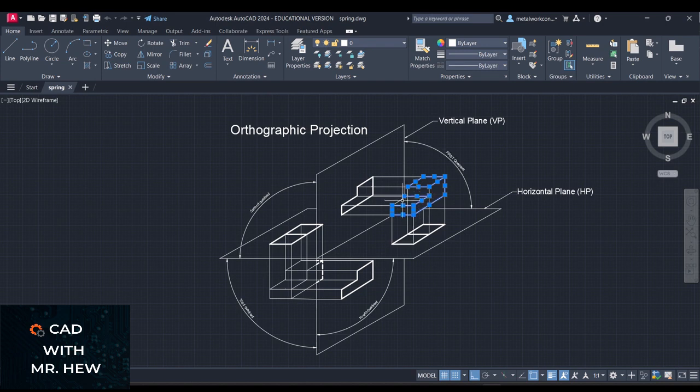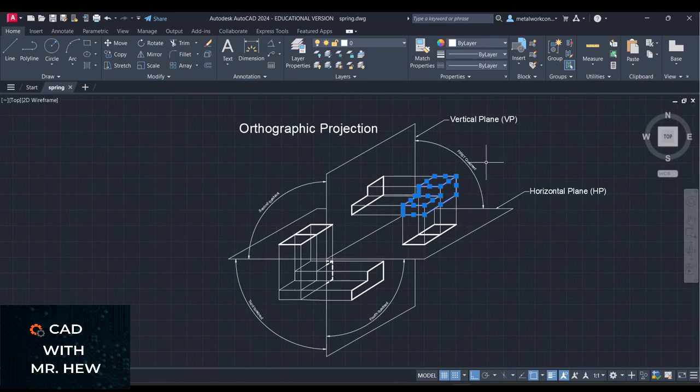Now recall that when the horizontal plane and the vertical plane intersect, you get 4 quadrants, right? So you have the first quadrant, the second quadrant, the third quadrant, and the fourth quadrant. So this object that is highlighted, this three-dimensional object, is drawn in the first quadrant, okay? Where the vertical plane intersects the horizontal plane, you'll have 4 quadrants.